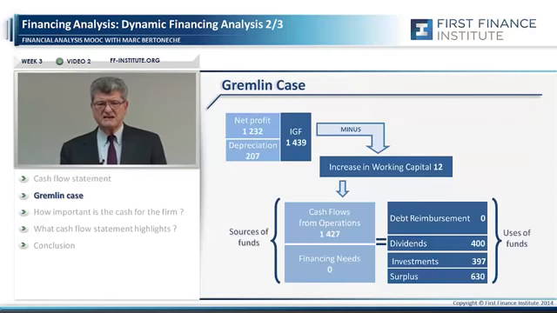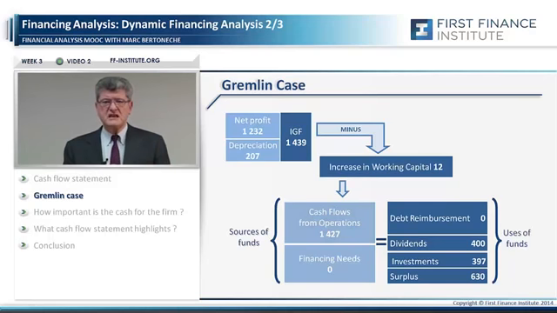In 1996, you see the net profit was 1,232, bottom line, plus 207 of depreciation. Turns out to be 1,439. Unfortunately, 12, not very much, was used in net working capital. So what is left is 1,427, which is what we call the cash flow from operations.